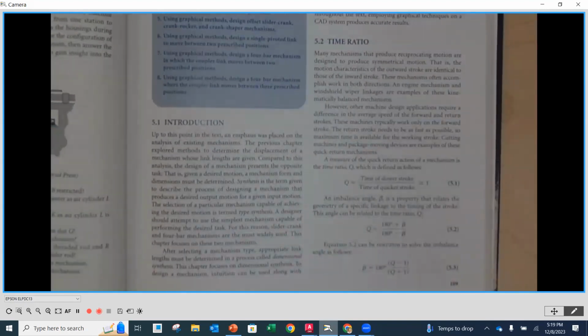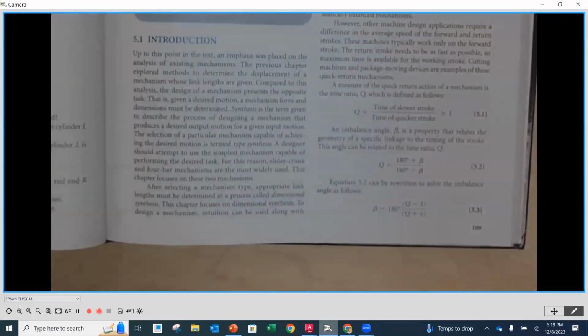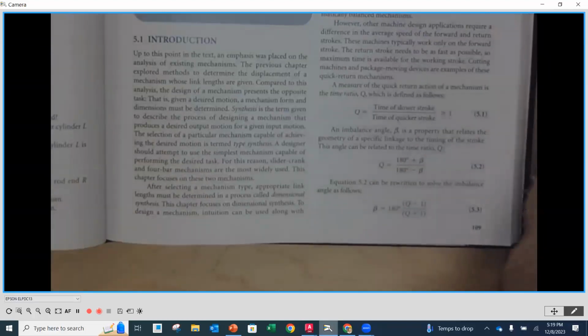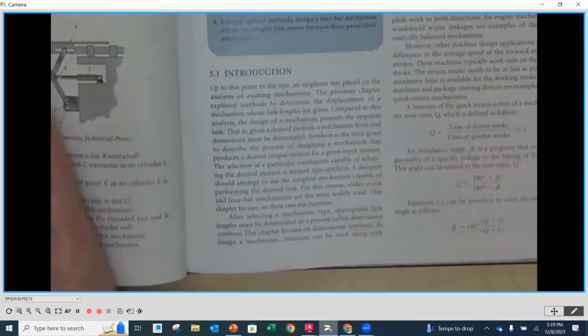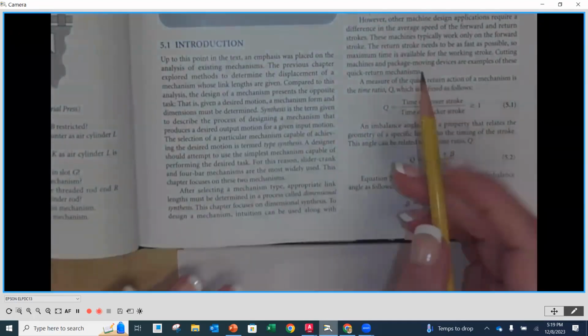I'm going to do this so I don't have to go back and page. I know there's not a lot of pages in this chapter, but it's not a bad idea to start an equation sheet here so that when we do our homework, especially, we've got everything in a nice spot. So we're going to start by putting in our time ratio.